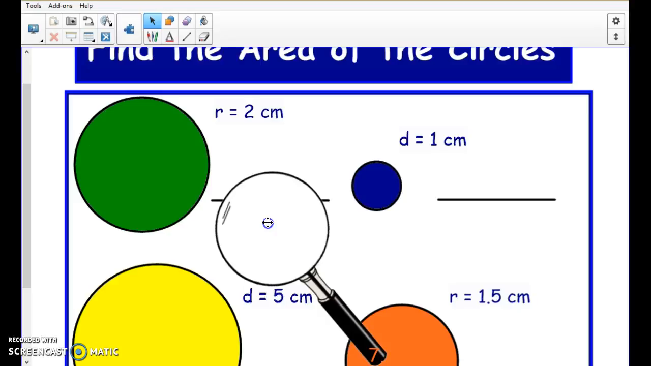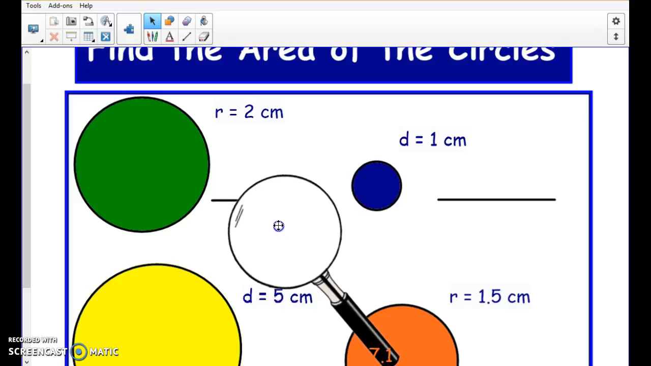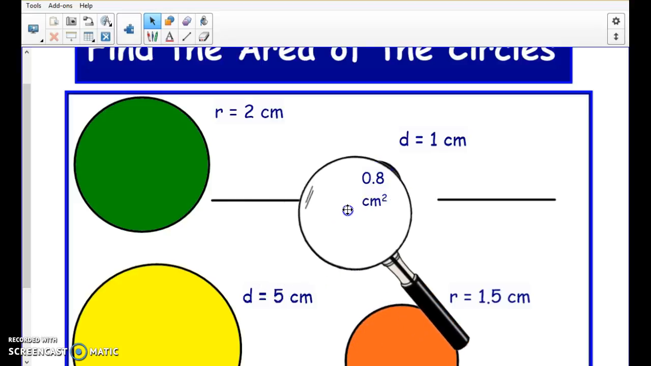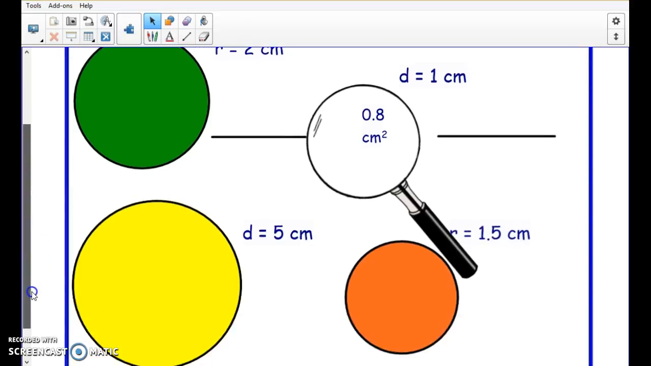Alright, this blue one, the diameter is 1. So I need to find out what the radius is. The radius is going to be 0.5. So once I square 0.5, 0.5 squared times pi is going to give us 0.8.